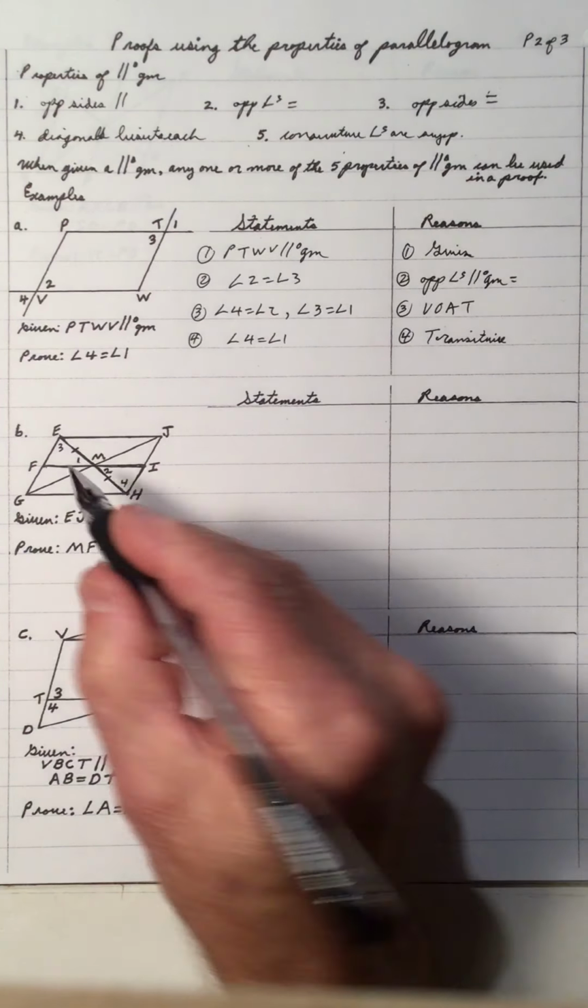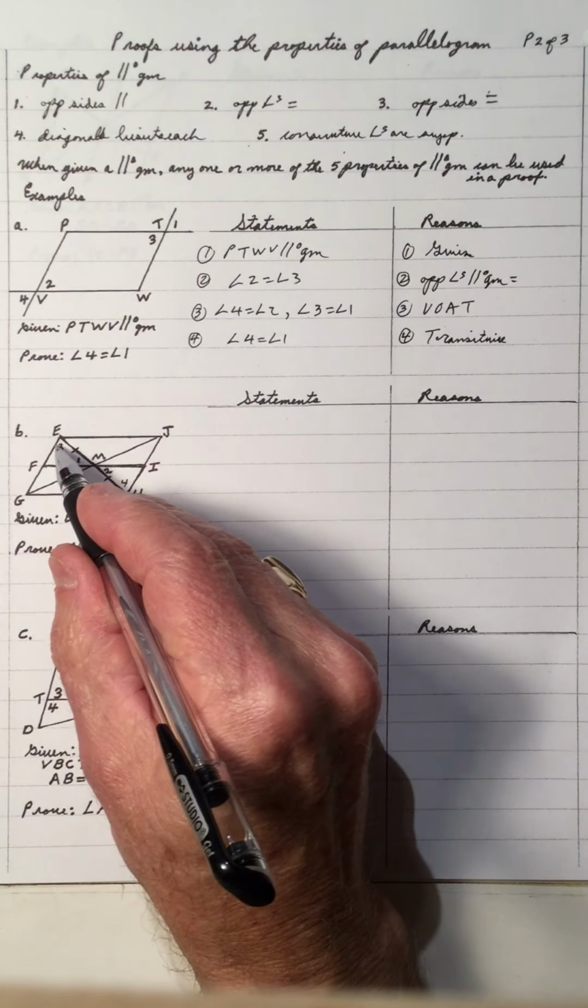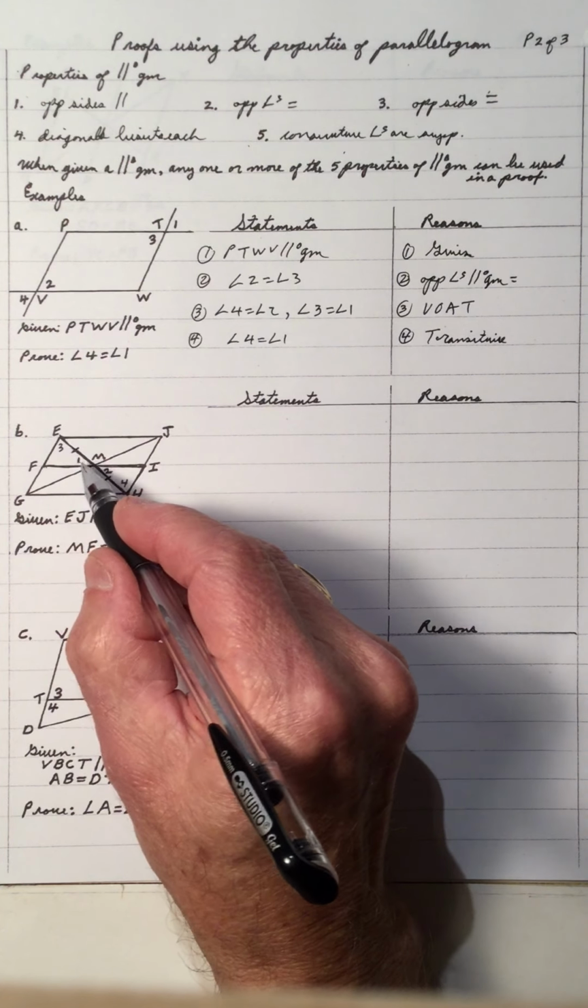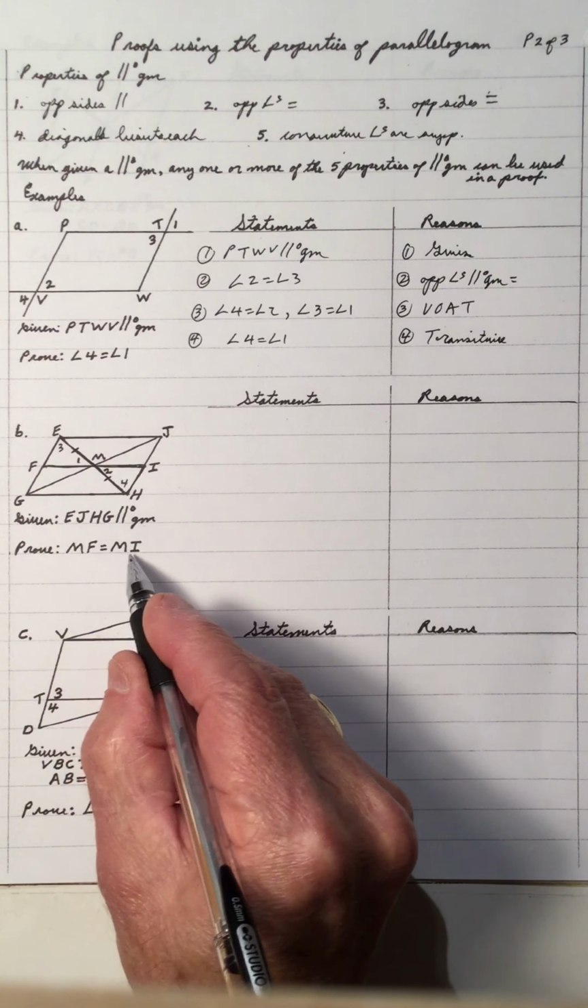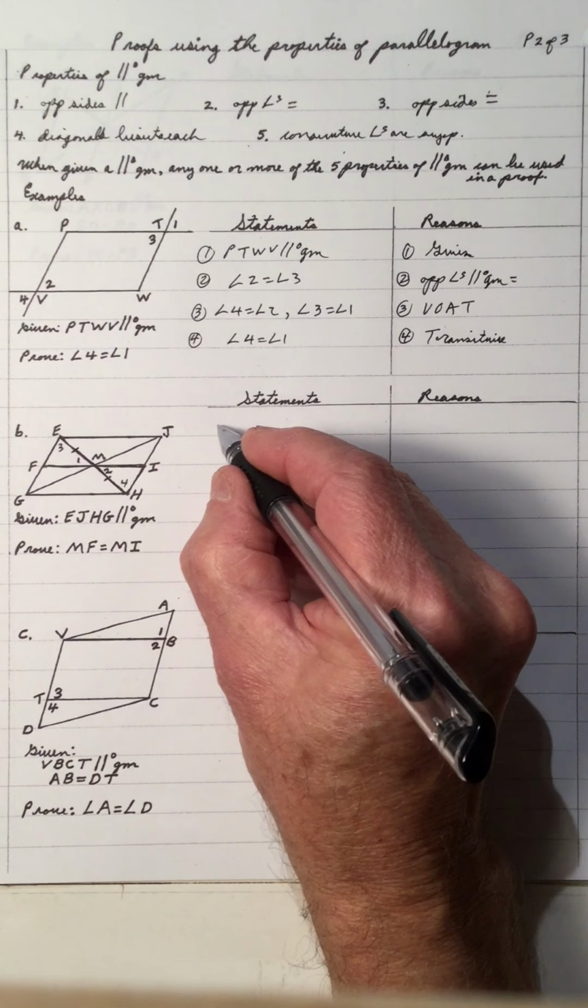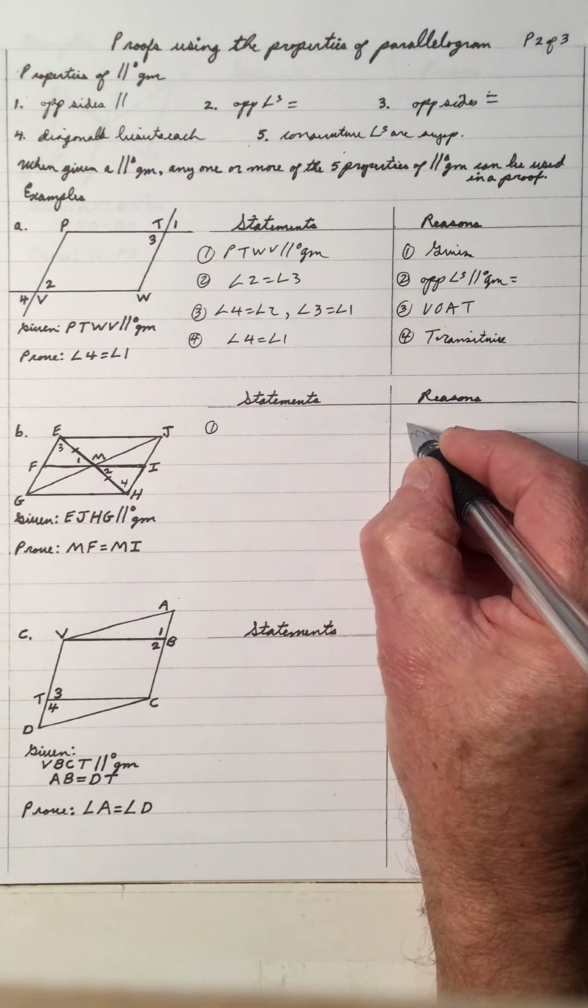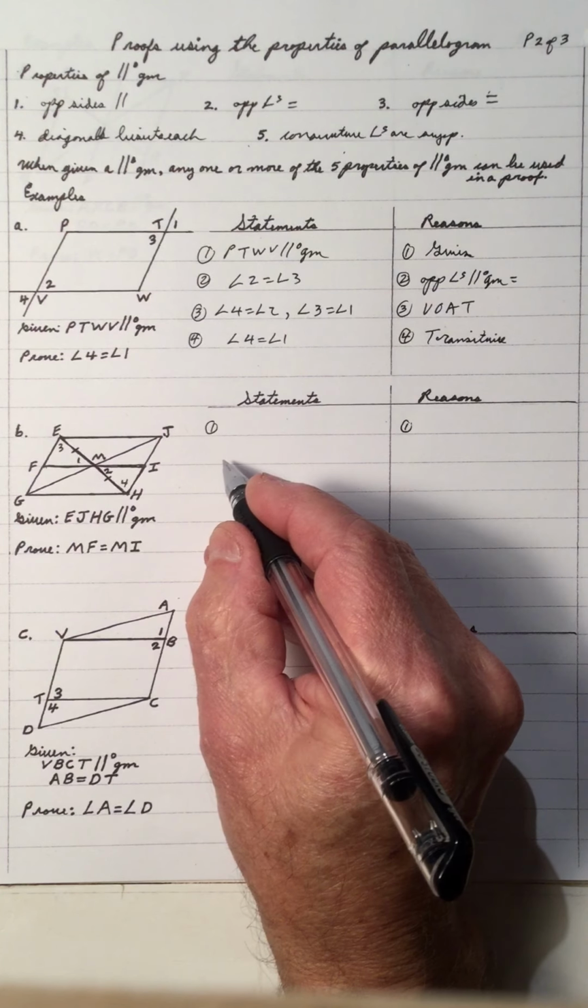I now know that I'm going to get these two triangles, EFM congruent to HIM by ASA, and then I'll have MF equals MI. So the proof is done in my head. So now I'll put it all together.